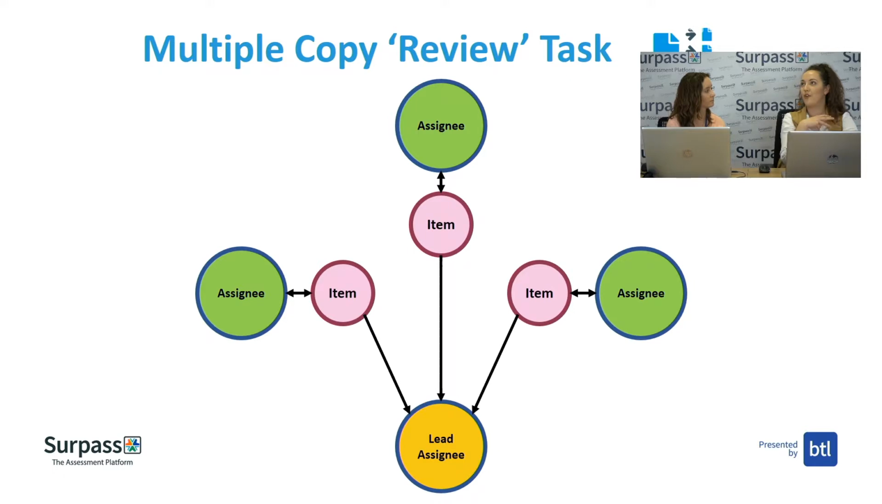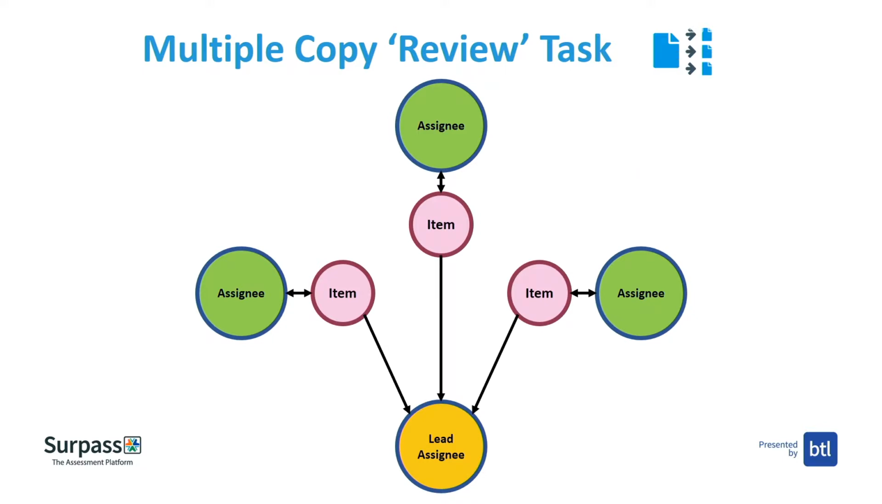So it's a way for assignees to work more independently with their own version of the item. Okay, I guess then they won't see anybody else's changes, will they? They'll just see their own copy. Exactly. Yeah. Okay, great. So how does this work in tasks then, in the tasks screen?